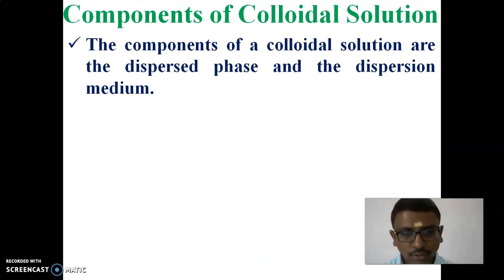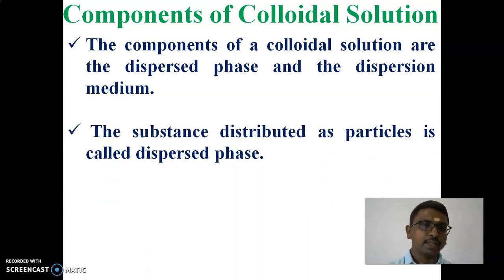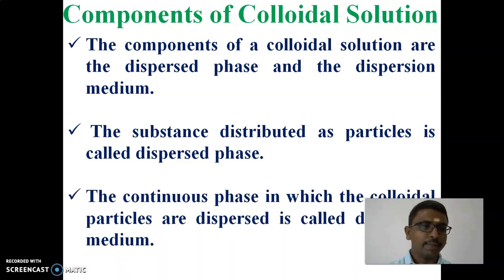And there are two major components in the colloidal solution. One is the dispersed phase and the second one is the dispersion medium. So what is the dispersed phase? The substance distributed as particles is known as the dispersed phase. And the dispersion medium is the continuous phase in which the colloidal particles are dispersed.